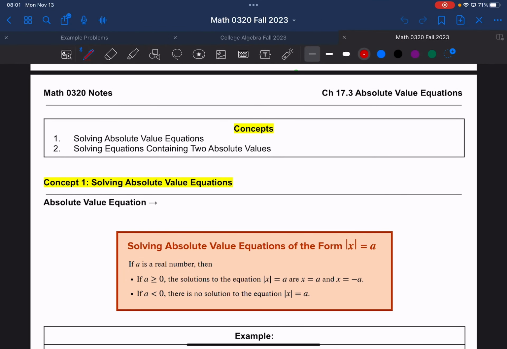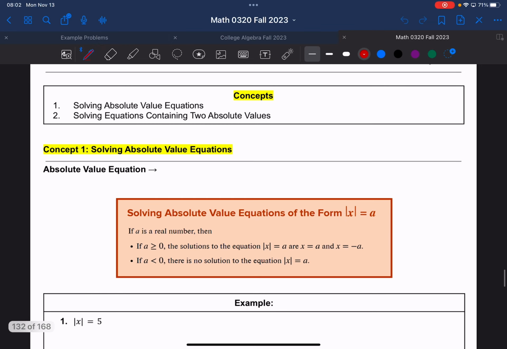Okay. The two concepts that we're going to be going over today are how to solve an absolute value equation and how to solve equations containing two or more absolute values. So the first concept: solving absolute value equations.